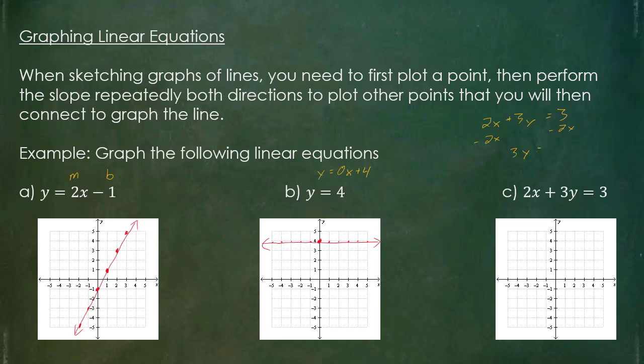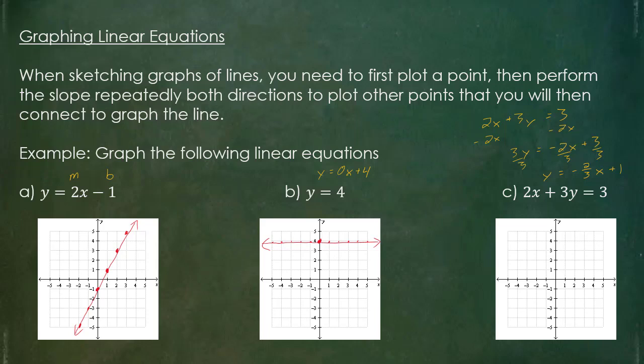So I'd get 3y is equal to negative 2x plus 3. And then go ahead and divide the 3 off of the y, so I now have y isolated. And if I divide one thing by 3, I divide everything by 3. So that gives me negative 2/3 x, and then plus 1. So it looks to me like my slope is negative 2/3, and my y-intercept is at 1.